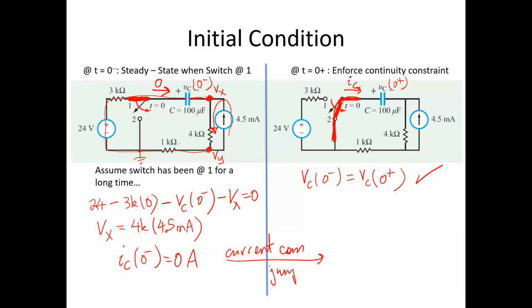There's no continuity constraint on the capacitor current. The current can jump. And what does it jump to? It'll jump to IC of 0 plus. How would we find what that value is? Again, we can just do KVL.